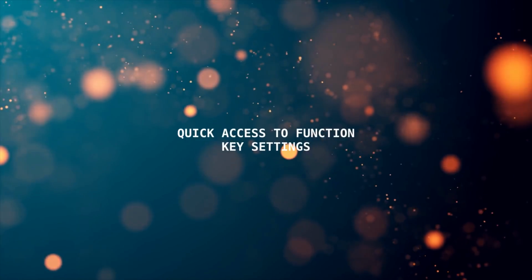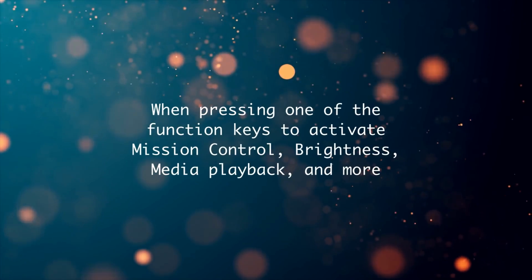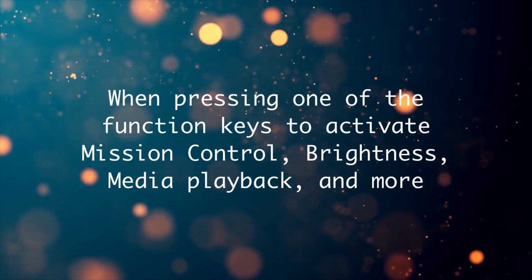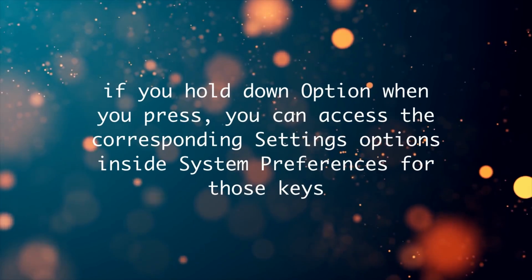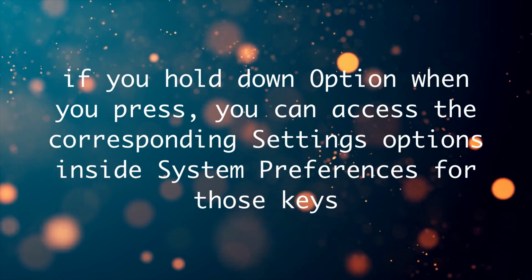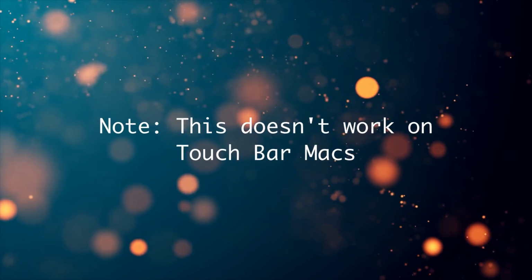Quick access to function key settings. When pressing one of the function keys to activate mission control, brightness, media playback, and more, if you hold down Option when you press, you can access the corresponding settings options inside System Preferences for those keys. Note, this doesn't work on Touch Bar Macs.